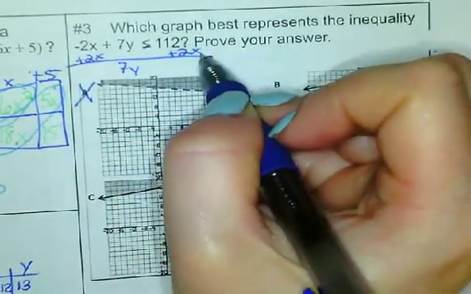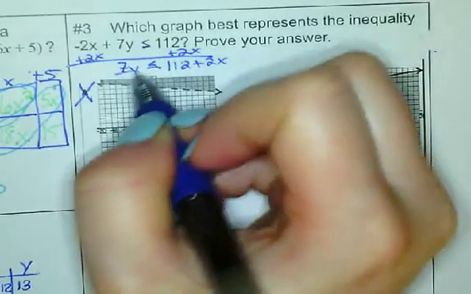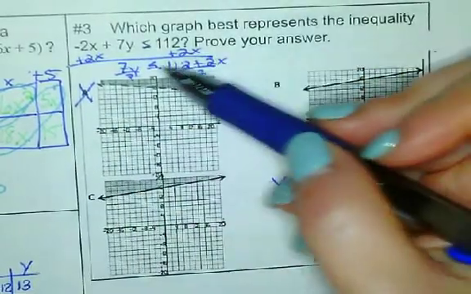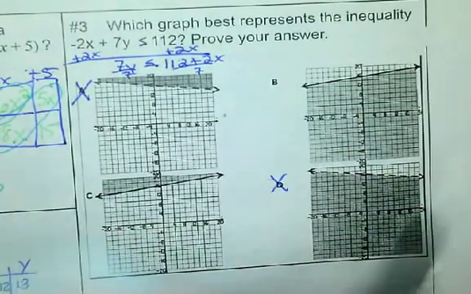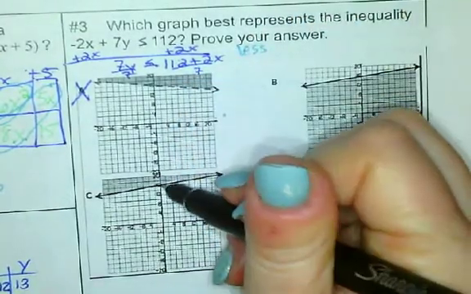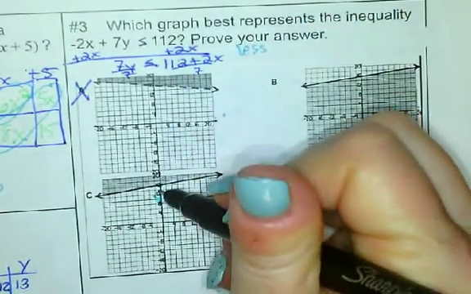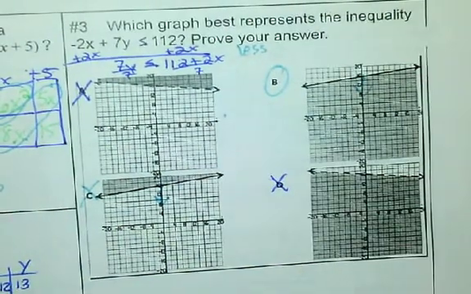You can't actually combine these because that has an x and that doesn't. And then I would divide by 7. Since I'm not dividing by a negative, I do not flip my sign, which means it says that the y's are less than. If I look here, the shade is above, not below, so it's not C. Only on B is the shade below.